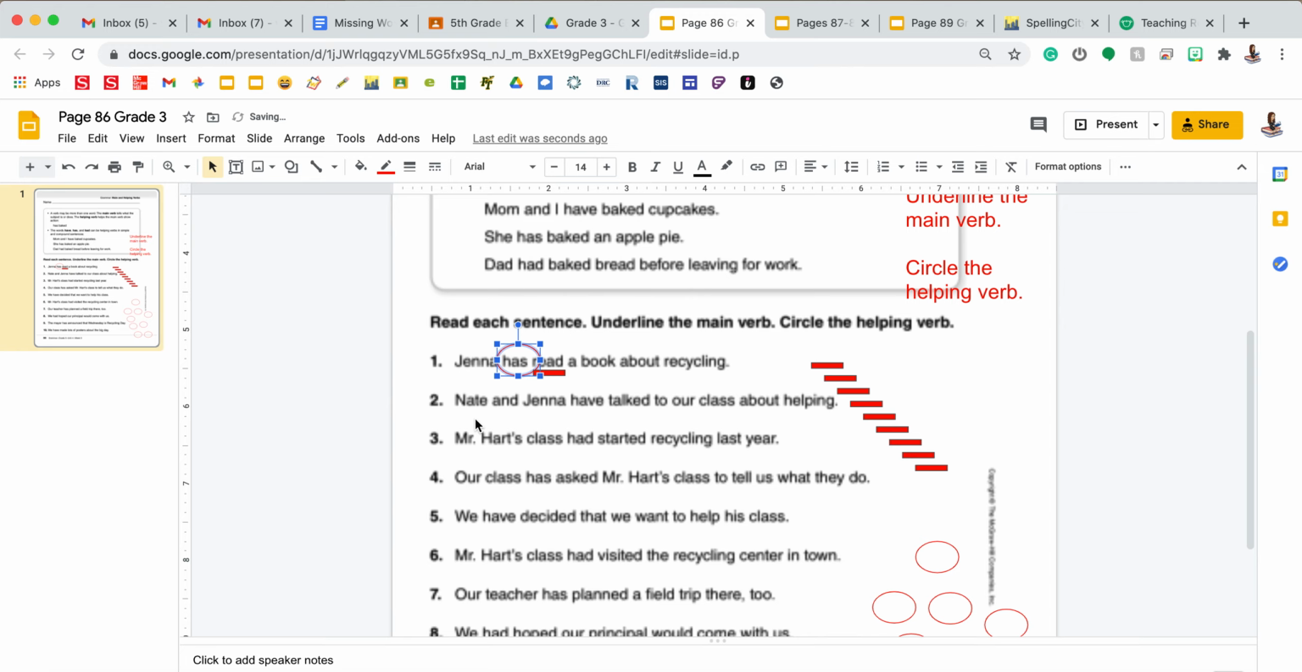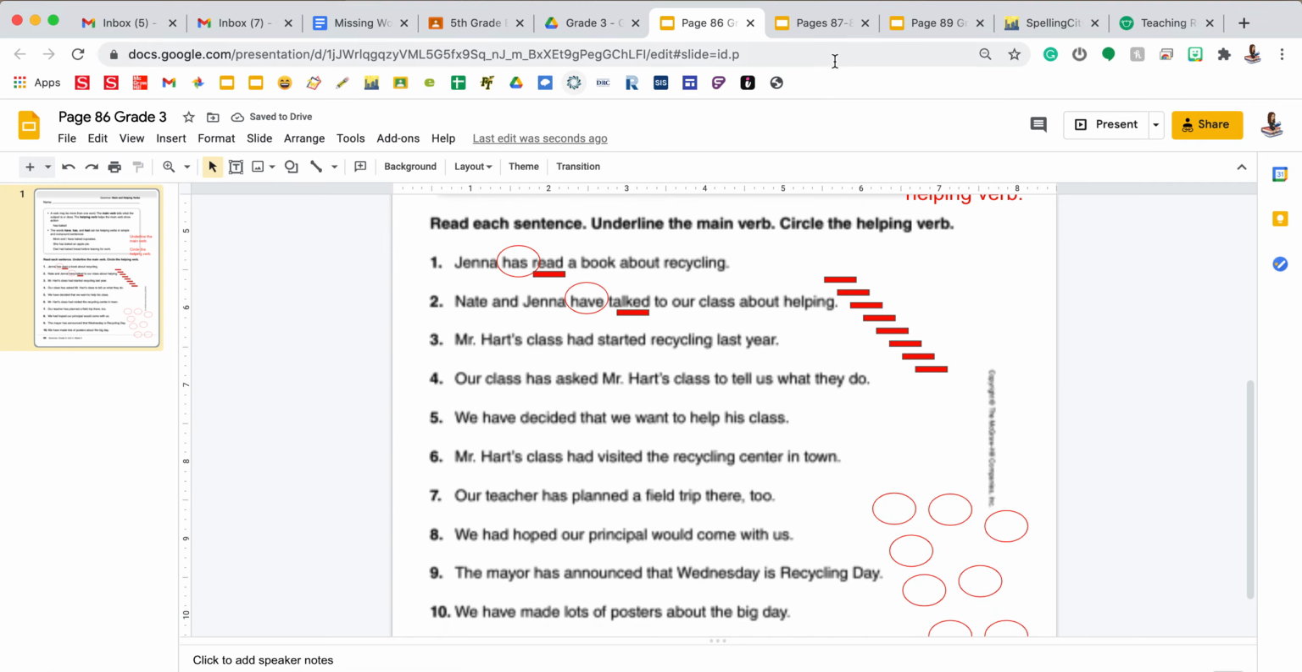So I'm going to take one of my circles and circle has. Number two, Nate and Jenna have talked to our class about helping. I see that talked is my main verb. It's what Nate and Jenna are doing. And have is the word right before, which is one of my helping verbs. You will finish this page with the same directions for 3 through 10.